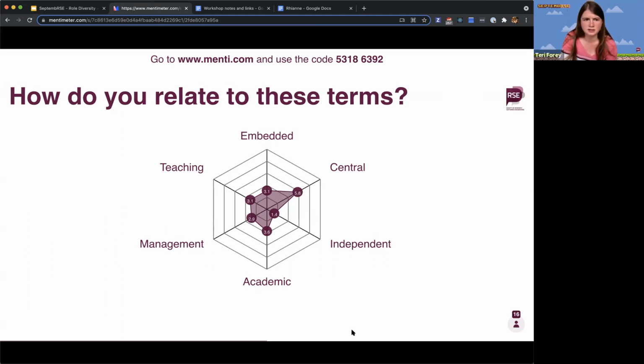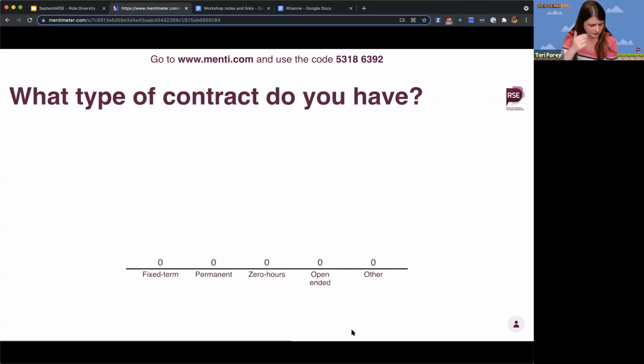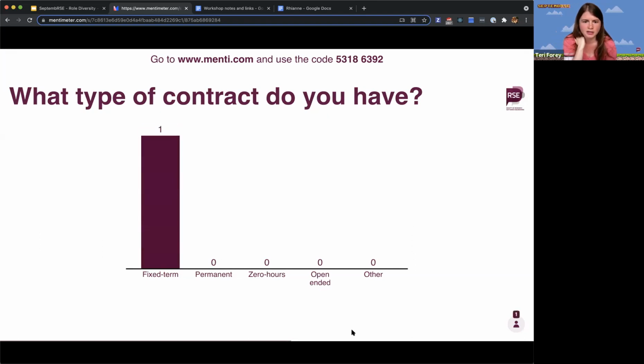So thanks, guys. And now thinking about how people are actually employed, what kind of contract do you have? We've got the options here of fixed term, a permanent contract, a zero hours contract, an open-ended contract, or we've got the ever-present other.